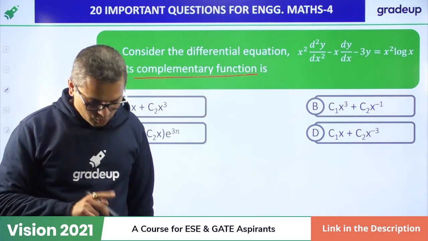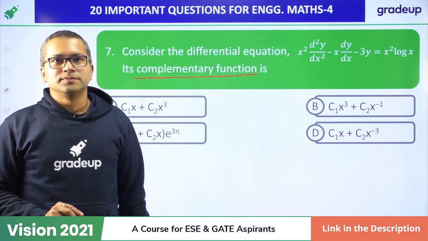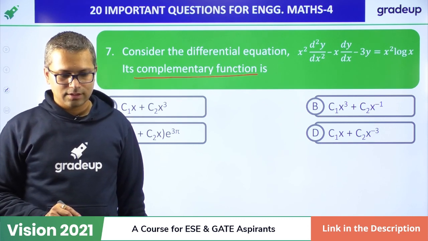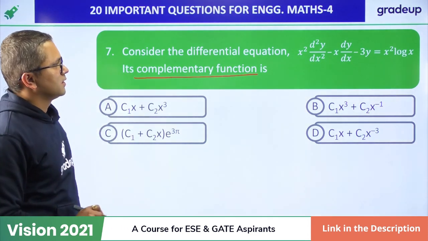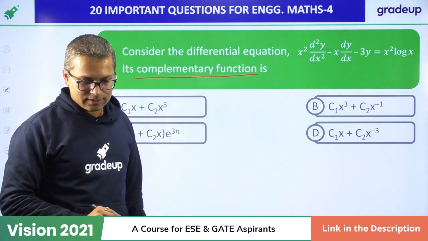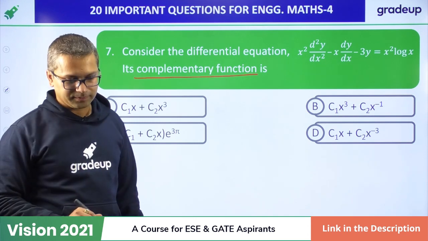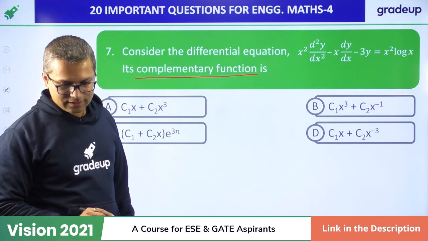Yes, Suraj Somi says A. Okay. So what do you think it is? Come on guys. This is a homogeneous linear equation. So which one do you think is correct? Diksha says A, Ayushi says D.